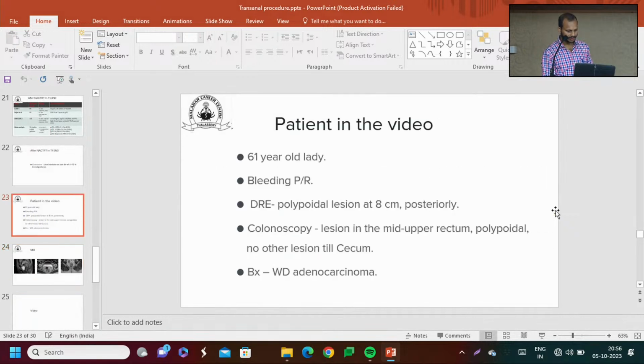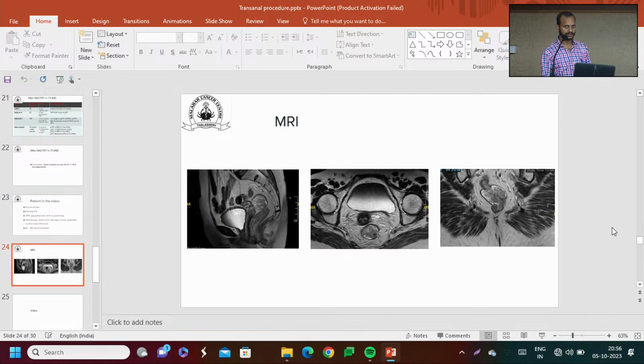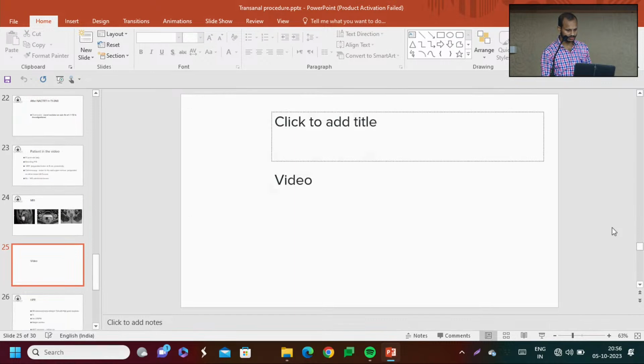So this is the description of the patient in the video. And finally, the histopathology was reported as well differentiated adenocarcinoma, and it was T1. The case was again discussed in the multidisciplinary tumor board and it was decided to observe.